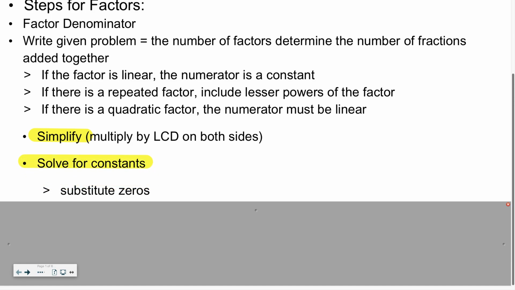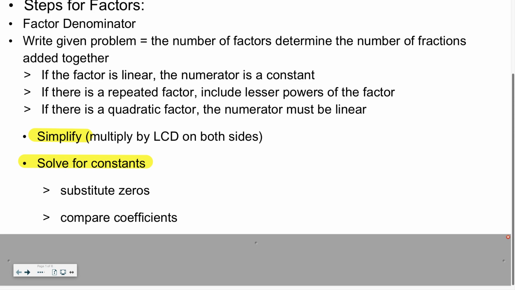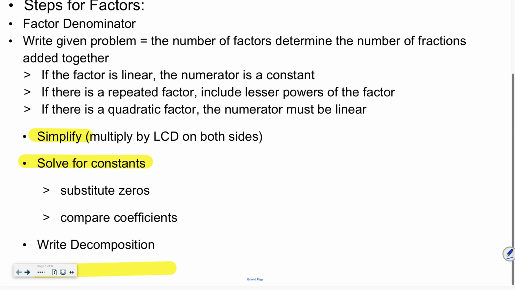Okay. The next thing I'm going to have you do is solve for the constants, and I'm actually going to show you two different ways to do that. We're either going to substitute zeros in for our factors so that things cancel out and we can figure out what that constant is. Or I'm going to show you a method that I call compare coefficients, where we compare the x squareds, the x's, and the constants together to figure out our A, B, and C. And then, of course, once we solve, we're going to actually have to write our answer.